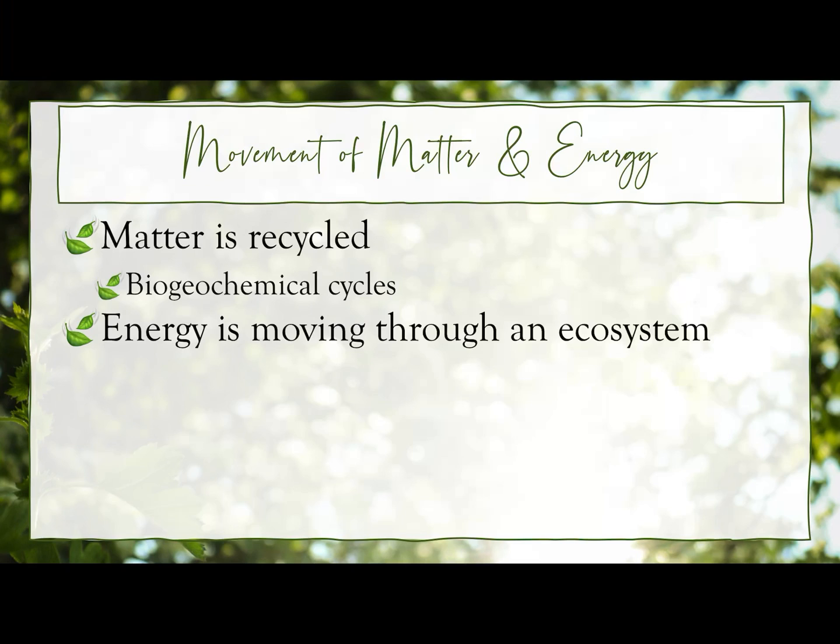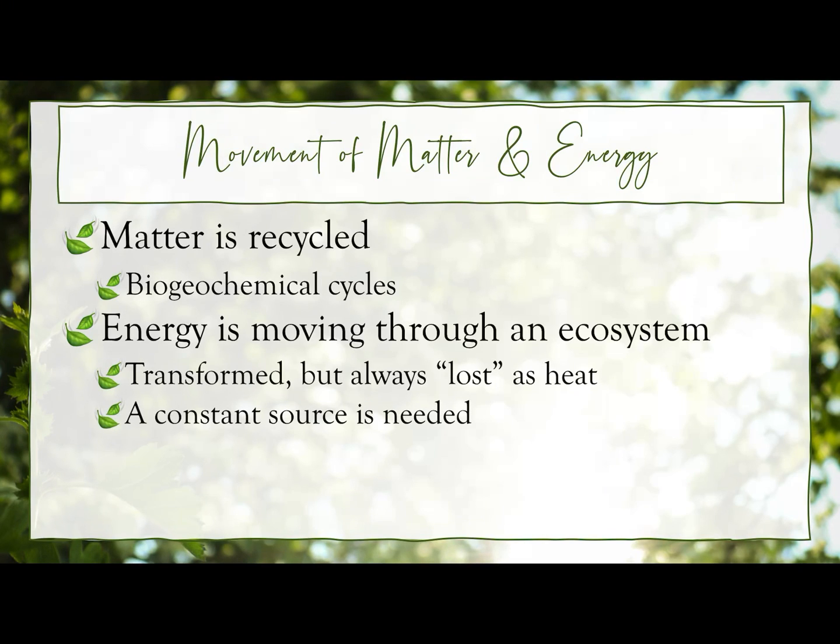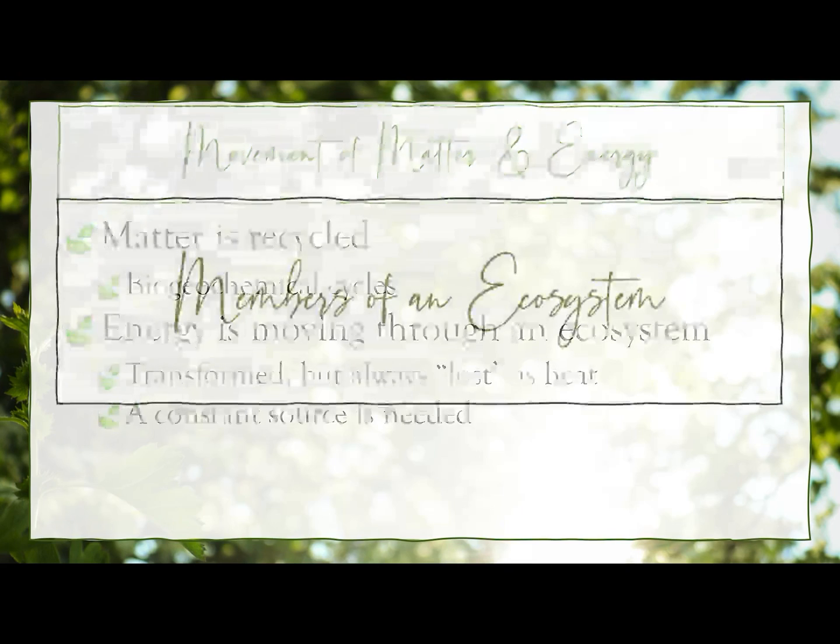That means that we have these biogeochemical cycles where carbon atoms, for example, can move through from one place to another. On the flip side, energy, we say, moves through an ecosystem. There is a source, there is all these transformations, and eventually it gets lost as heat. Because of that, we're going to need a constant source of new usable energy, which, as you can guess, is going to be sunlight.